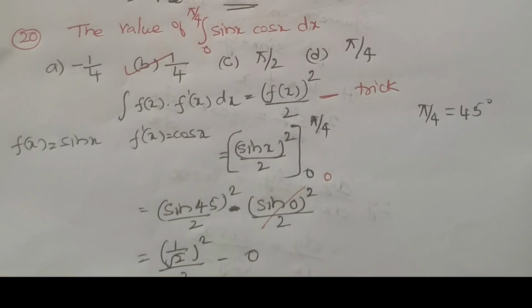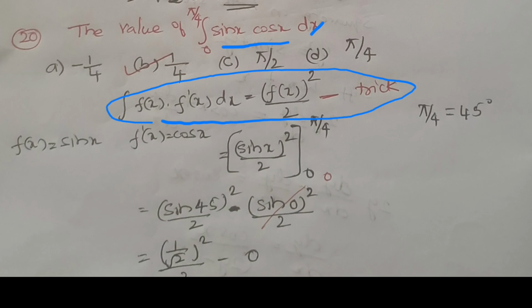Next question. The value of the integration from 0 to 45 degrees of sin x and cos x into dx. We have to use a trick. These tricks you have to use; you cannot use the formulas directly. Pi by 4 is always 45 degrees. So here f of x is equal to sin x, f dash of x is equal to cos x. The formula is the integration of f of x, f dash of x into dx is equal to f of x whole square divided by 2.